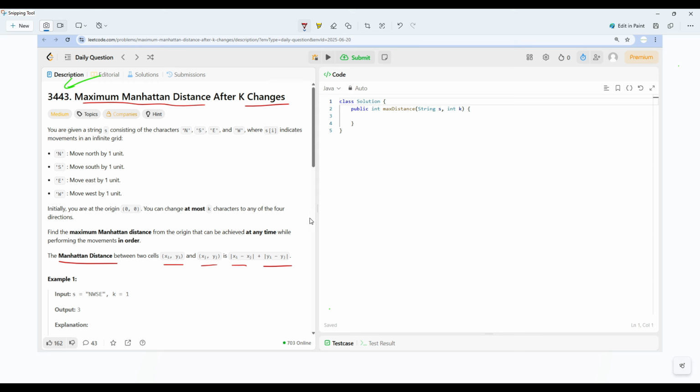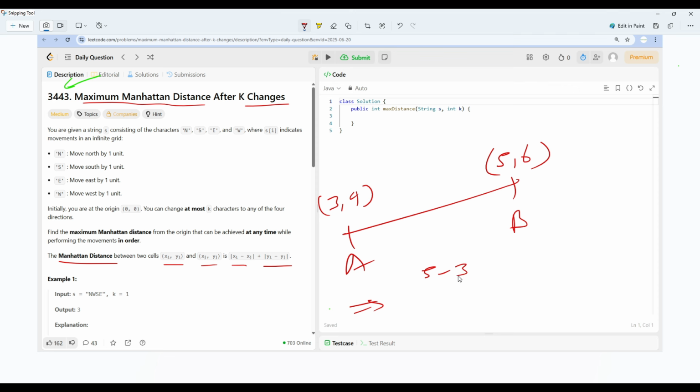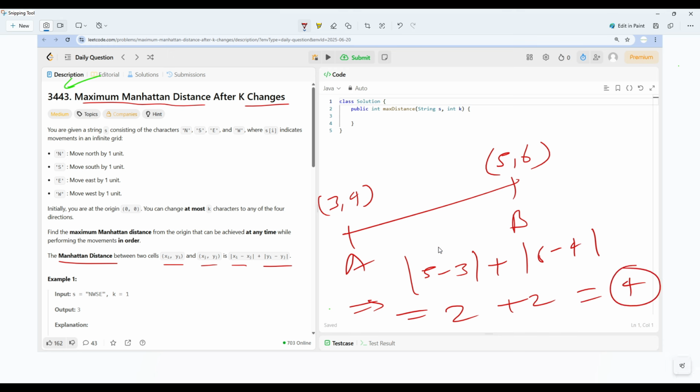Suppose in a coordinate system we are given two points, this and this. Let's say this is a and this is b. This point has coordinates 3 and 4, and the other has 5 and 6. If you want to find the Manhattan distance, we used to do this in childhood if you were preparing for JEE. So we sum these absolute values: the absolute value of 5 minus 3 is 2, and 6 minus 4 is 2, so it becomes 4. So 4 is the answer for the Manhattan distance.